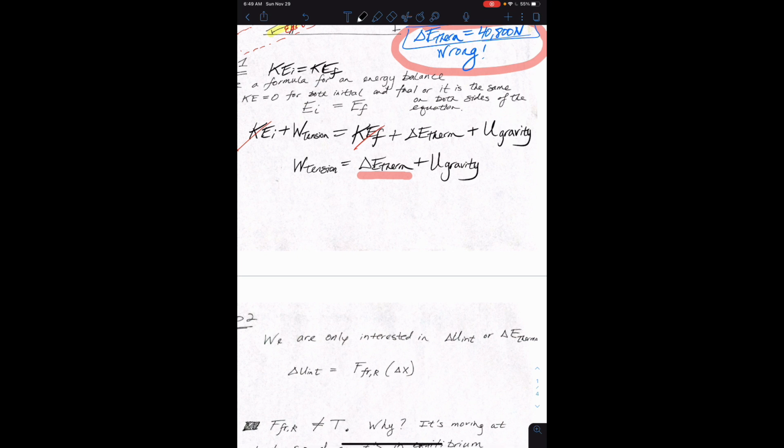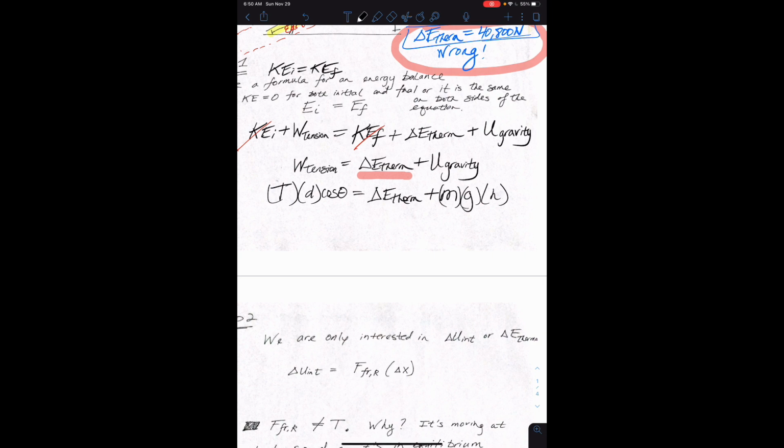So we know that work tension is equal to, work is always F D cosine theta. So we're going to have the force of tension, which we'll just call T, times the distance times the cosine of theta. All right. Well, what is theta? That's going to be a little tricky. We'll have to look at that. So I have delta E thermal plus the mass times little g times the height.